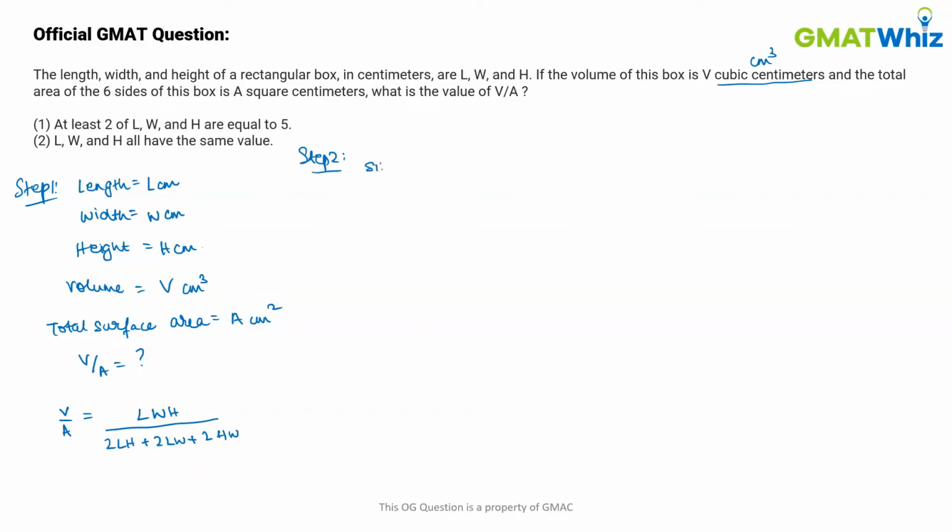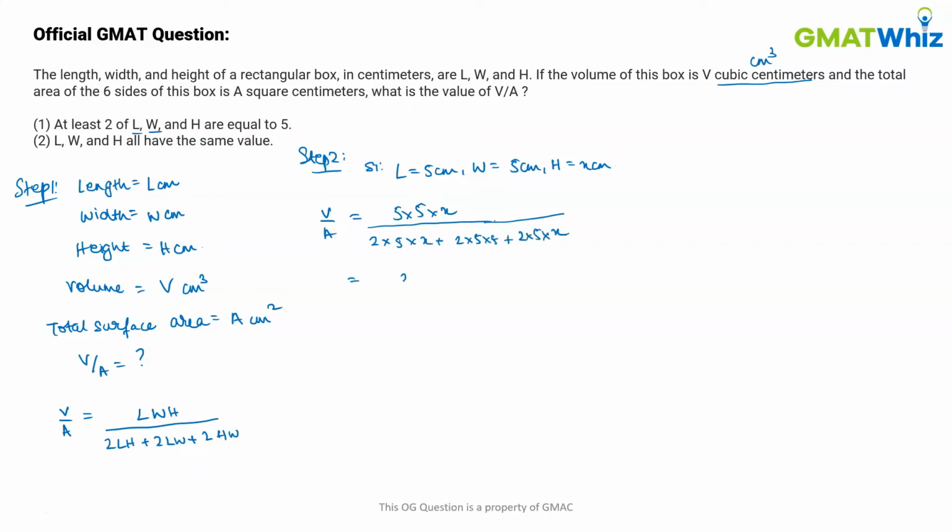The statement 1 tells us that at least 2 of L, W and H are equal to 5. Now without any loss of generality, let's assume that L and W are equal to 5. So L is equal to 5 centimeter, W is equal to 5 centimeter and H, let's assume H to be X centimeter. Then V by A will be equal to 5 times 5 times X divided by 2 times 5 times X plus 2 times 5 times 5 plus 2 times 5 times X.